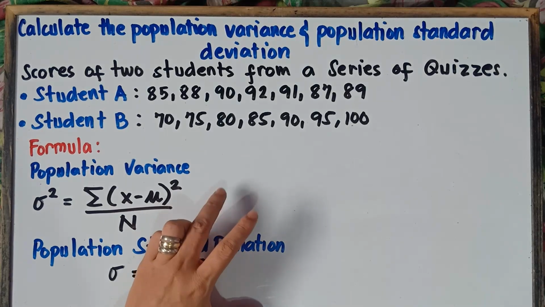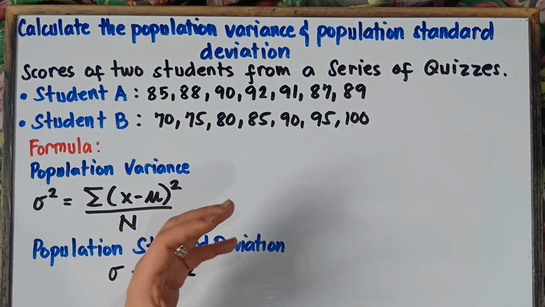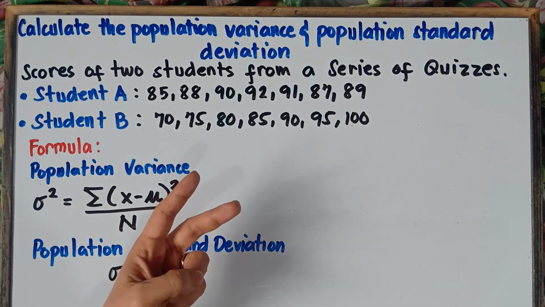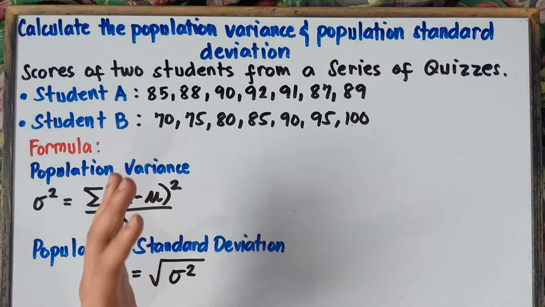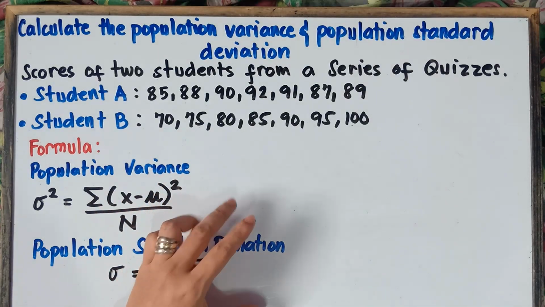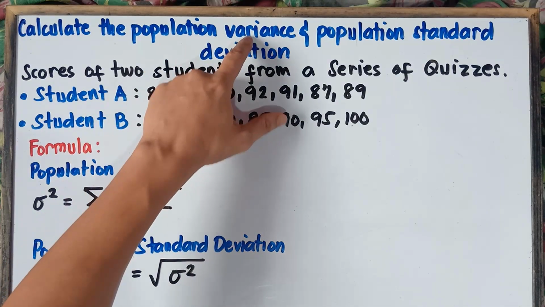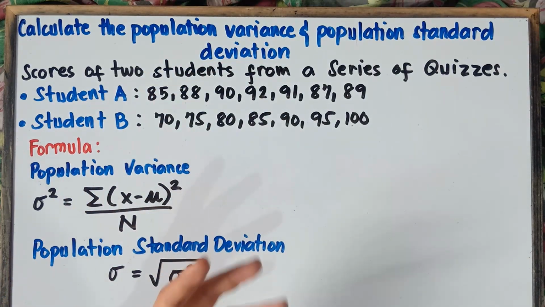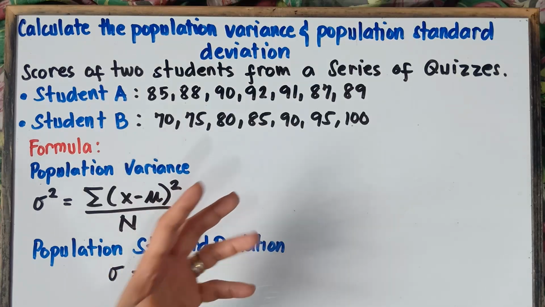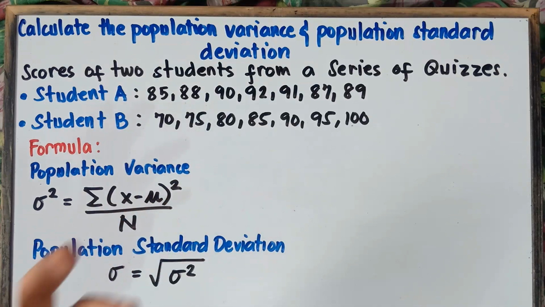Now, before we answer this one, class, you need to remember that we have two formulas in finding the variance. We have the sample variance, and we have the population variance. Same with standard deviation, we have the sample standard deviation, and we have the population standard deviation.